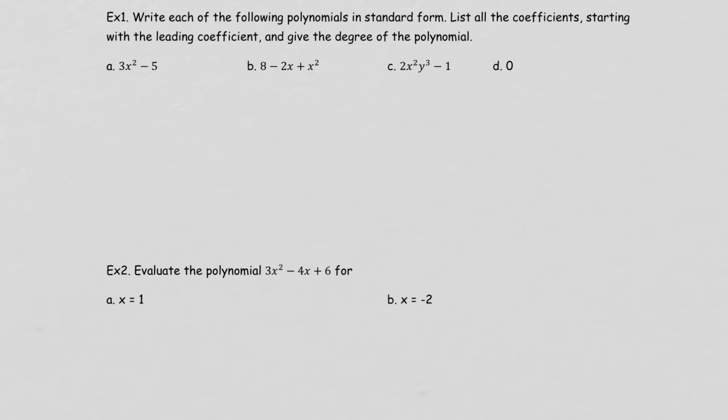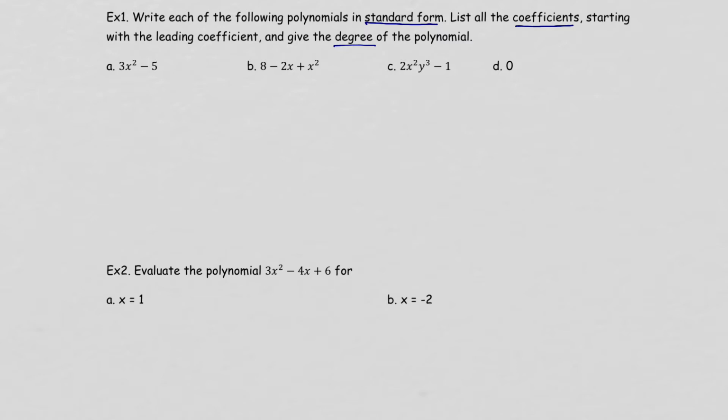The first example we see here: we want to write each of the following polynomials in standard form, list all of the coefficients, starting with the leading coefficient, and give the degree of the polynomial. So we want to find the standard form, the coefficients, and the degree.